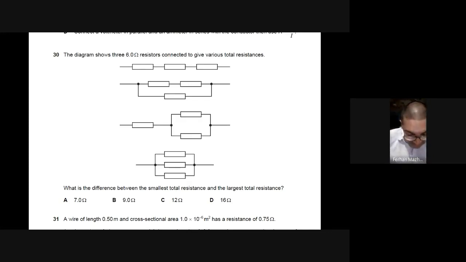And when three resistors are connected in series, their equivalent resistance can be found by the formula R equivalent equals R1 plus R2 plus R3. So 6 plus 6 plus 6, it will be 18 ohm. And the question is, what is the difference between the largest resistance and the smallest resistance? So it will be 18 minus 2, and it will be 16 ohm. So the option is D for question number 30.